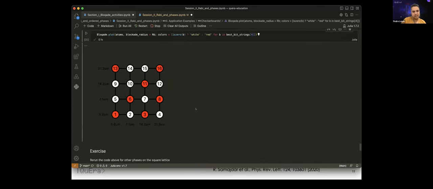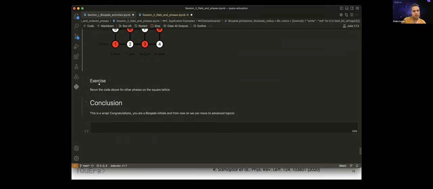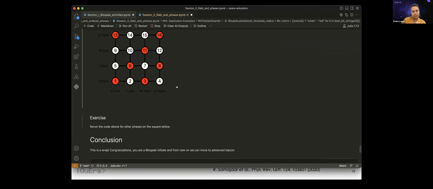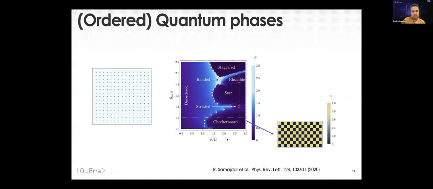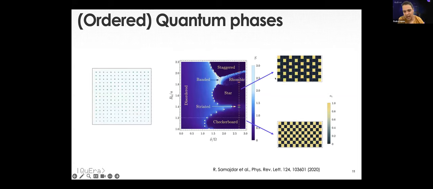There is an extra exercise down here for you to try to generate the other phases, right? So there's the star phase, and you can try to play with Blockade to do some small-scale star phase. It's pretty hard because the unit cell of this phase is kind of large, but you should be able to generate some patterns here.